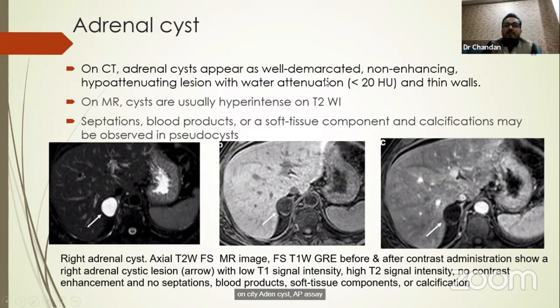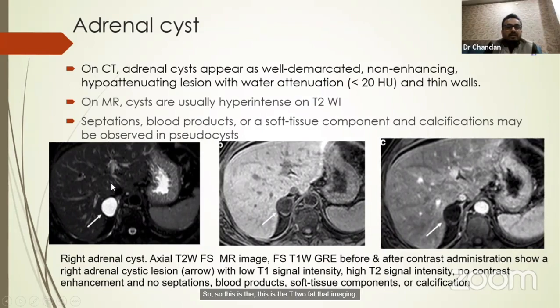The adrenal cyst appears as a non-enhancing hypoattenuating area with water attenuation less than 20 HU and thin walls; the wall appears thin and smooth, and on contrast it shows peripheral enhancement. And on MR, cysts are usually hyperintense on T2 weighted imaging. Septation, blood products, a soft tissue component, and calcification may be present in the pseudocyst.